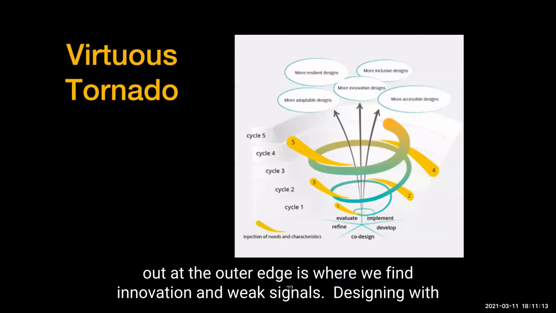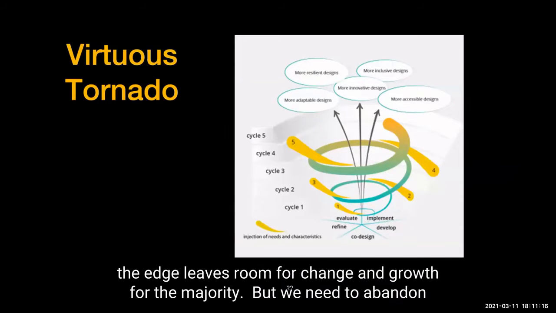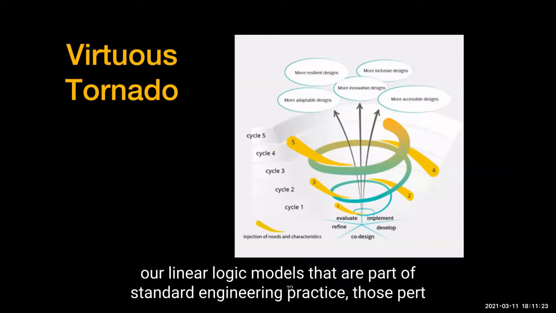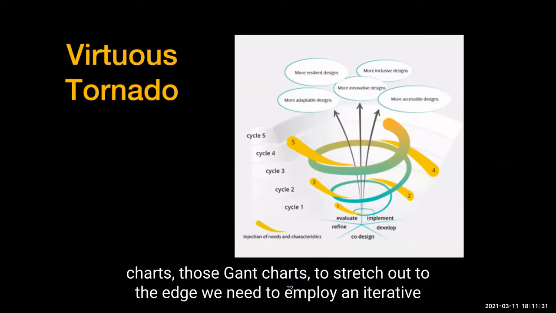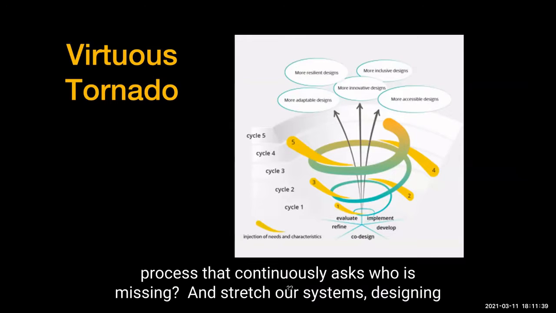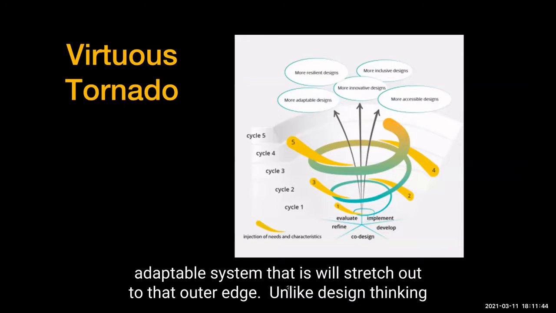But we need to abandon our linear logic models that are part of standard engineering practice, those PERT charts, those Gantt charts. To stretch out to the edge, we need to employ iterative processes that continuously ask who is missing and stretch our systems, designing adaptable systems that will stretch out to that outer edge. Unlike design thinking, which iteratively arrives at a winning solution, inclusive design creates a system that can adapt to encompass the needs at the margins.